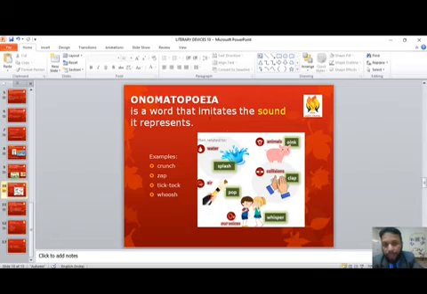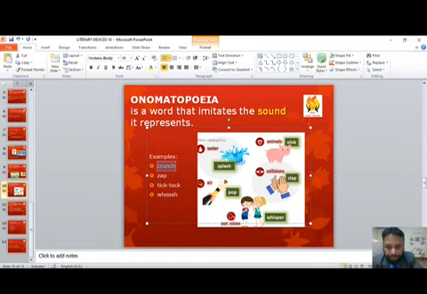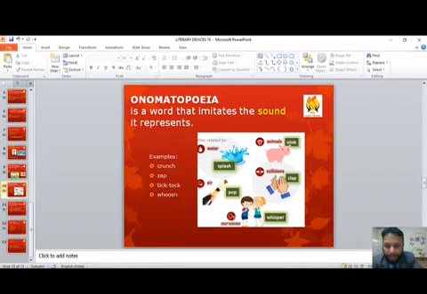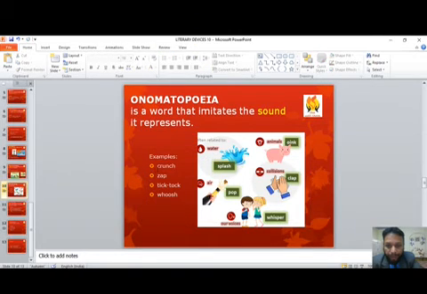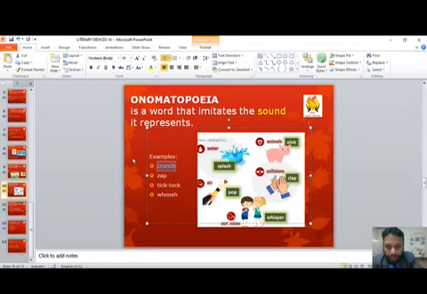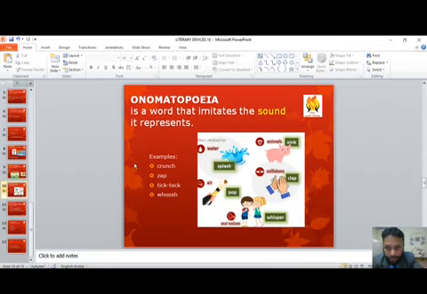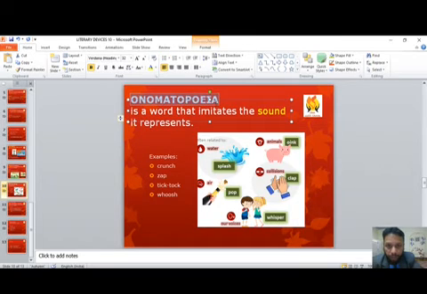When we imitate those sounds, whatever they represent, crunch, zap, tick tock, whoosh, these words all originate after certain activity. So instead of presenting them in the form of a sentence, the poet, the writer sometimes uses the direct word for them. So this method is called onomatopoeia. Let us move forward.